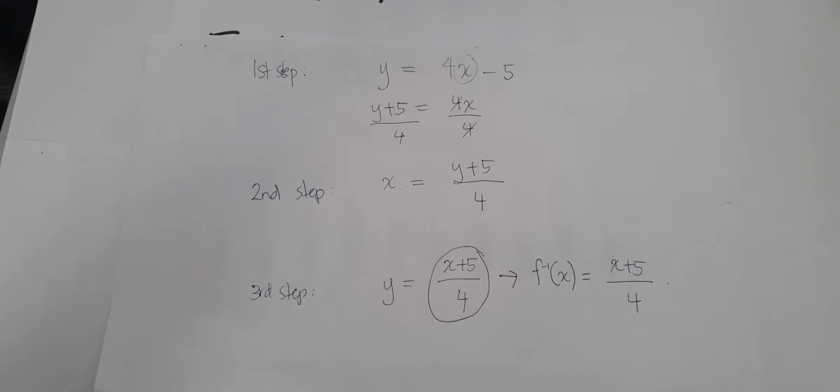Okay, so let us have another one. f of x is 6 minus 5x over 7. So we want to find the inverse. First step, you make this your y. So y is equal to 6 minus 5x all over 7. Next step, you solve for x, meaning you want x is equal to something. So that will be your second step.